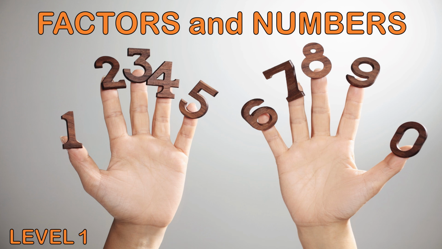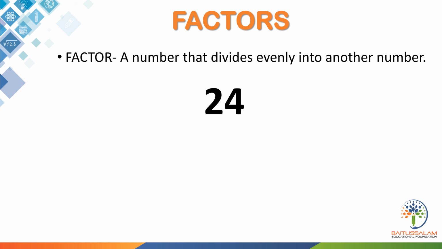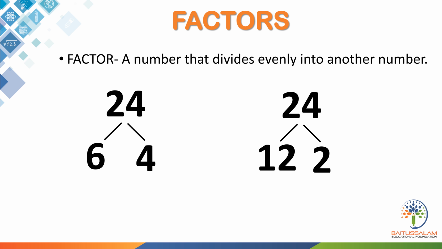Factors and numbers. If you are trying to find the factors of the number 24, you will include every number that will divide evenly into 24 without any remainder. How will you find the multiples of 24? What numbers can you multiply to get 24? Now you multiply 6 by 4.